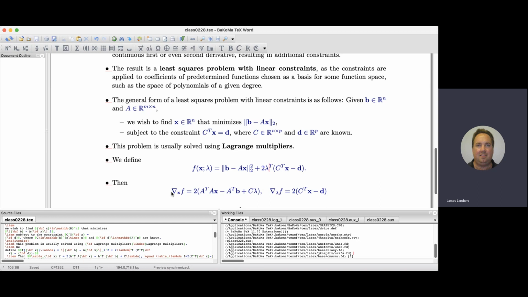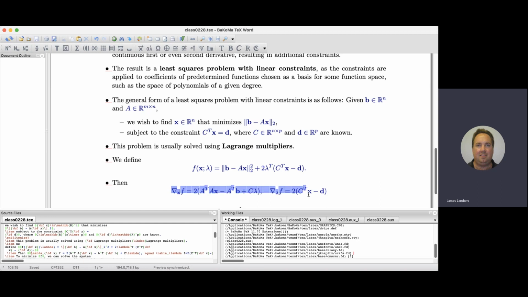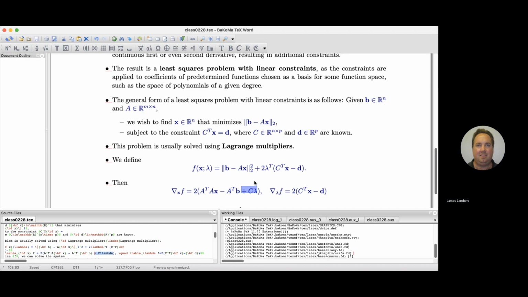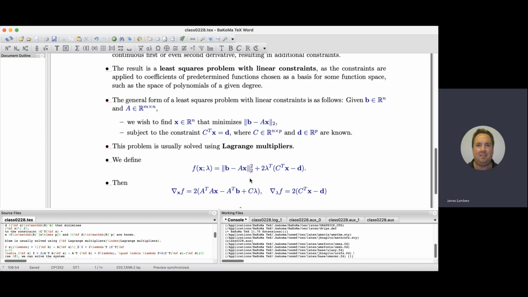So these two combined make up the entire gradient. To find a minimum of this function, you want the entire gradient to be the zero vector. So this has to be zero, which leads to the constraints being satisfied. Here, this part is the gradient we would get from the unconstrained least squares problem, but because of the constraints, we have this extra term added here.